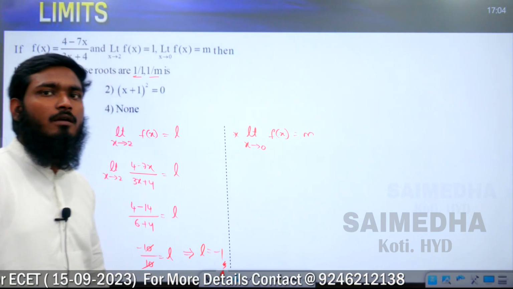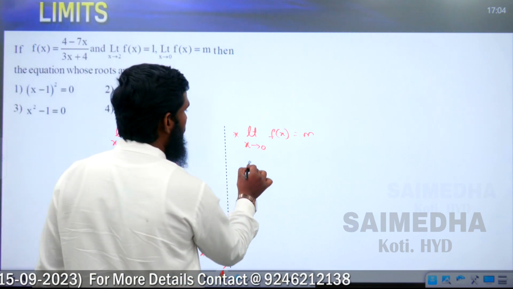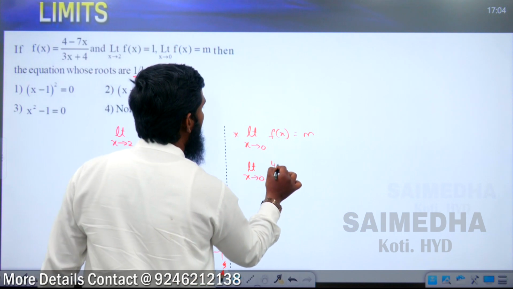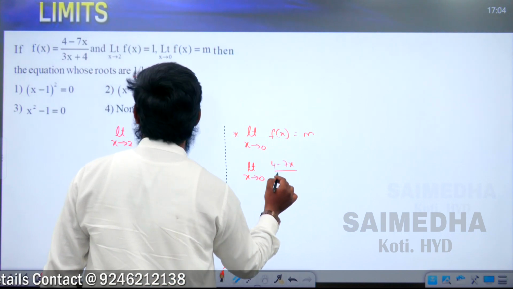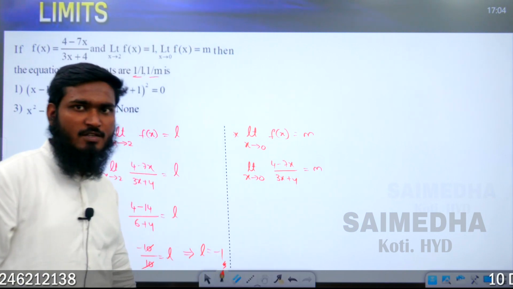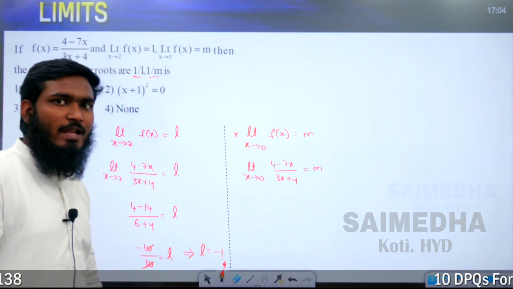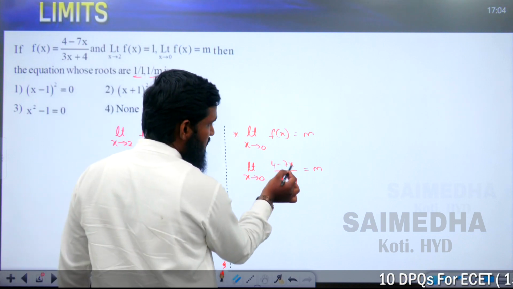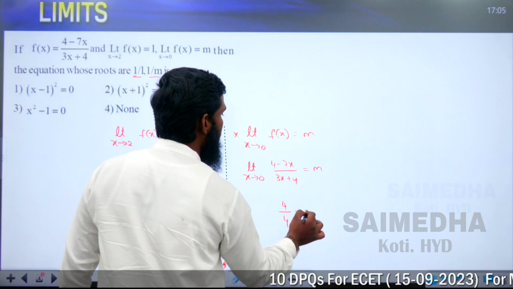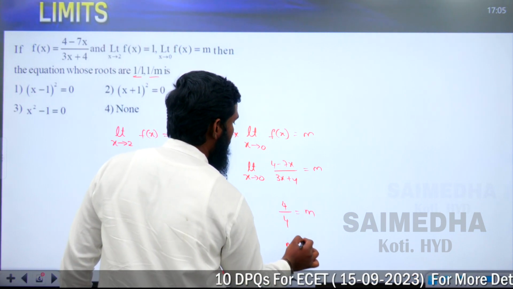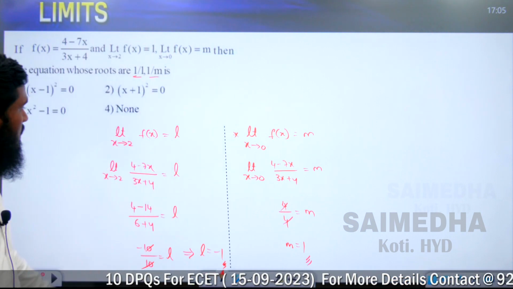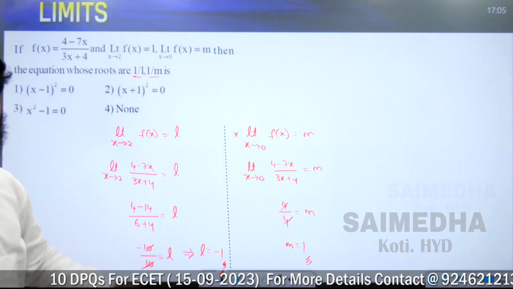Now over here, again the same concept. Limit x tends to 0, f of x, what are we having again? (4 minus 7x) divided by (3x plus 4) is equal to m. Okay, this part we have taken. Now if you substitute the x value as 0, what will happen? 7 into 0 is 0, 3 into 0 is 0, so we are getting 4 by 4 is equal to m, which means 4 gets cancelled and m is equal to 1. So this part we have taken: L is equal to minus 1, m is equal to 1.